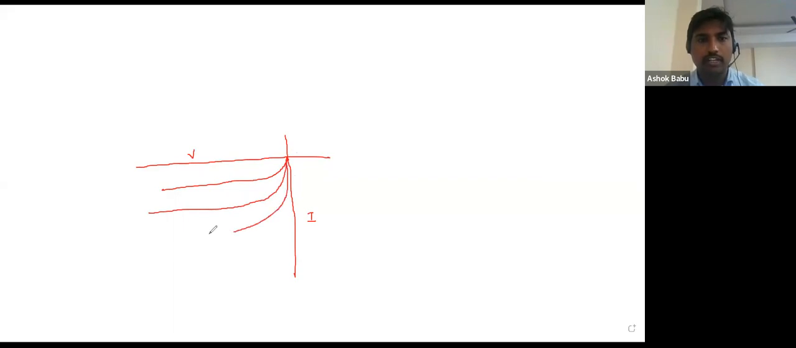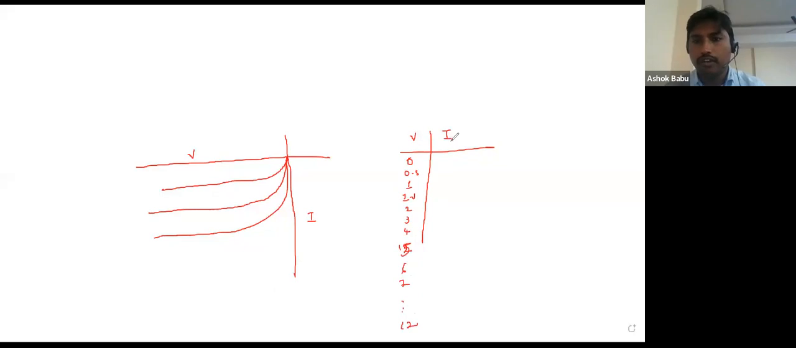So take any three different intensities from the experiment and note down the voltage and current values for the different intensities. So voltage will be the same. We are varying from 0 to 12 here. Up to 2 volts, increase by 0.5 volt: 0.5, 1, 1.5, 2. After the 2, by increments of 1 volt, note down the current values: 5, 6, 7, 8, up to 12 volts. So for a particular intensity, you note down the current values.